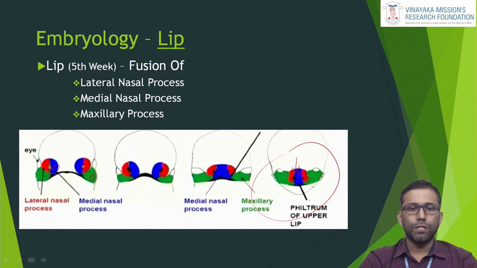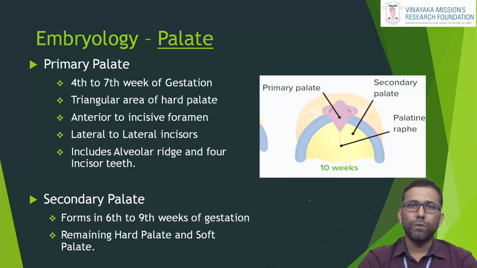Now, coming to the embryology of the palate. We can divide the palate into primary palate and secondary palate. The development of the primary palate is almost similar, between the 4th and 7th week of intrauterine life, whereas for the lip we saw that it is the 5th week. The primary palate is a triangular area, anterior to the incisive foramen. After development, the incisive foramen will be around here. So it is anterior to the incisive foramen, and the area covers lateral incisor to lateral incisor, that is 1, 2 to 2, 2.